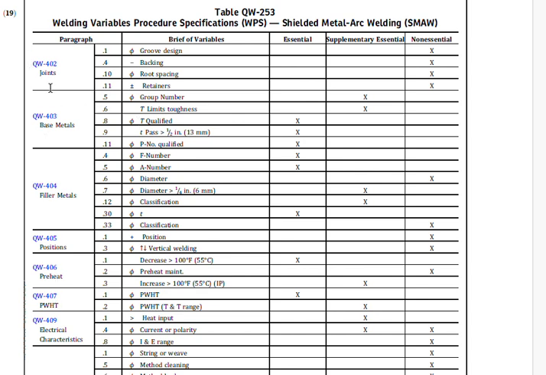As we have already discussed how to remember these variables, QW 402, QW 403, QW 40x, and what the name of each one is: joint design, base metal. There is some code. I am going to write about it.